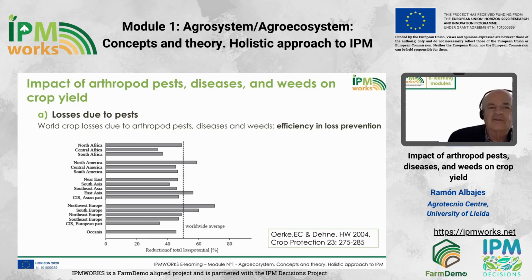What is the efficacy in different parts of the world? This is the average we have seen in the other slide, more or less 50%. And the maximum efficacy is in the northwest of Europe. It's more than 70%. In North America, it's about 60%. South of Europe is also about 60%. And the least efficacy is recorded in the eastern part of Europe. It's about 35%.